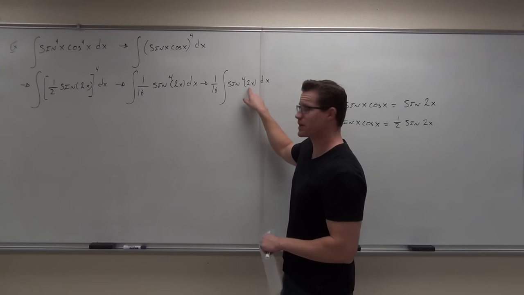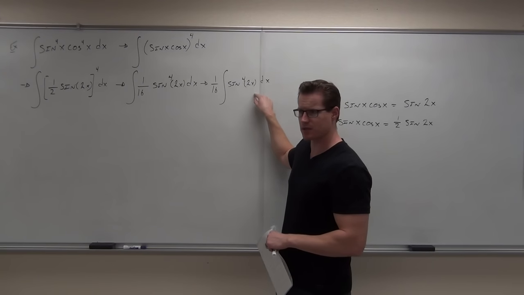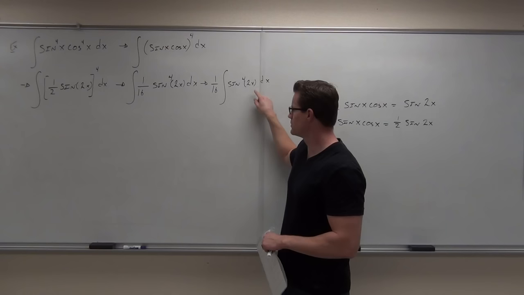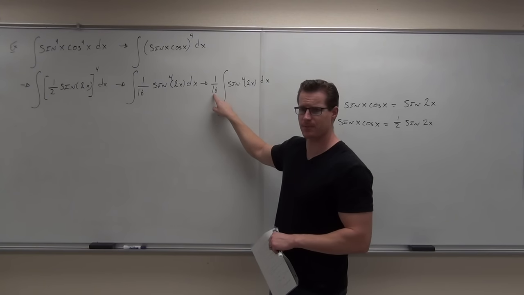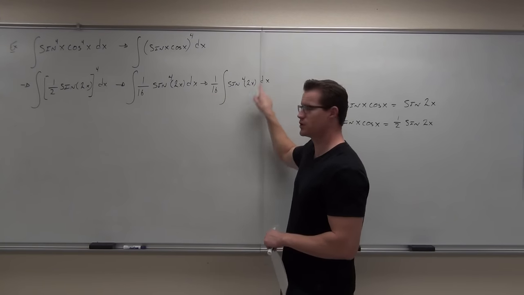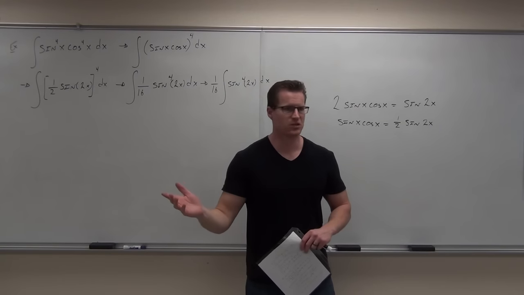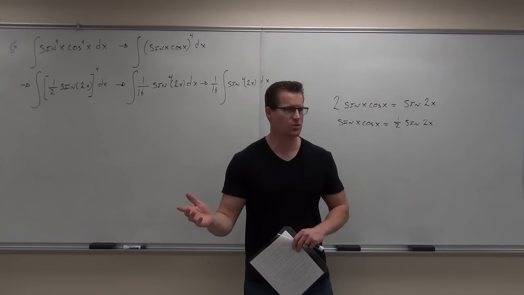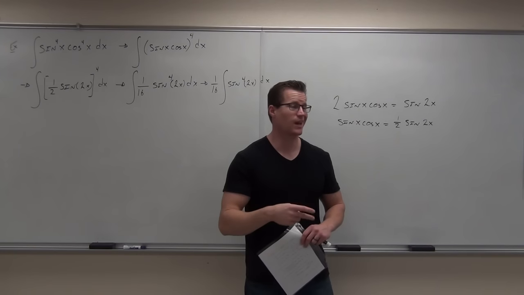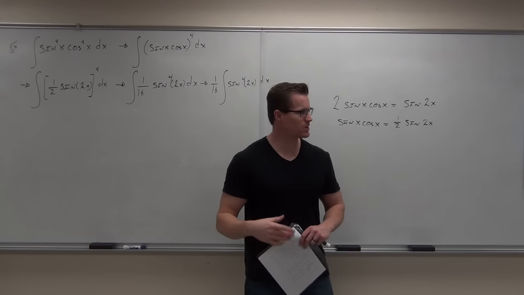You could just make a substitution. This is where you do it. u equals 2x, du over 2, this would be 1 over 32. Then you've got sine to the 4th of u du. And you do the reduction formula, I think it's 2 times. You do the reduction formula twice, and you'd be done with this thing. Do you guys get what I'm talking about?